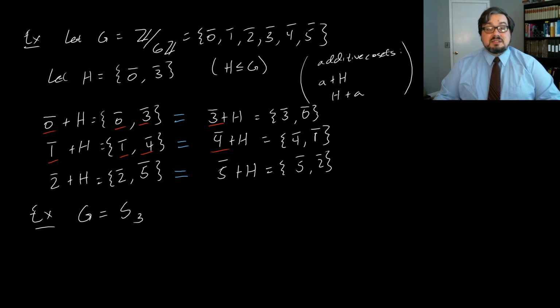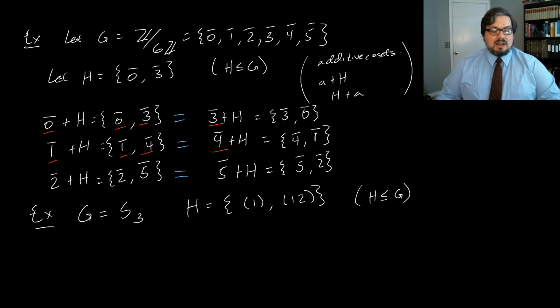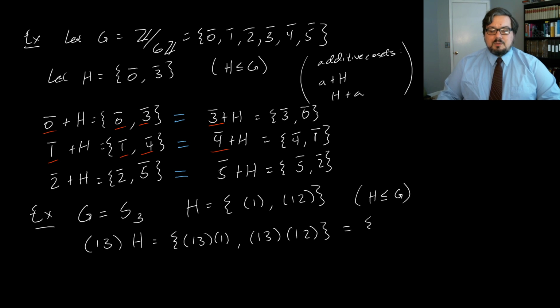Let's let G be S3. So this is the symmetric group of degree 3, the set of all permutations of 3 elements. And let's let H be the set consisting of the identity and the transposition (1 2). Again, we have that H is a subgroup of G. I don't want to look at all of the cosets here, but we can look at a couple of them. If we take (1 3) times H, that's the set of permutations (1 3) times 1, and then (1 3) times (1 2). And when you simplify that down into its disjoint cycle form, that's (1 3), comma, (1 2 3).